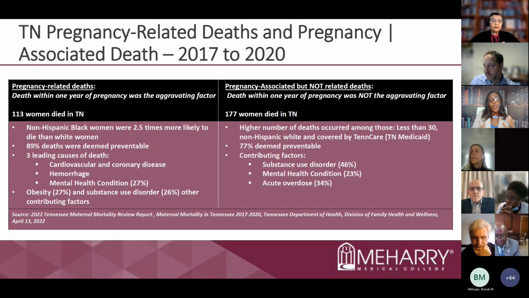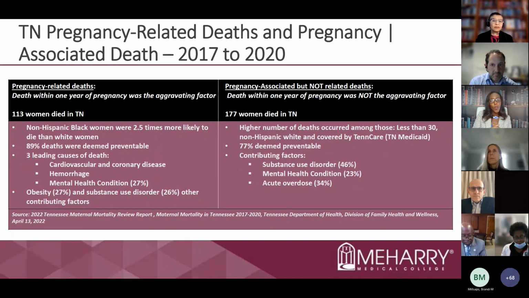Now, only 39%, or 113, of the deaths during the same period were found to be pregnancy-related deaths. These are deaths during pregnancy and within the first year of the postpartum period, where pregnancy was the aggravating factor. Black women were found to be 2.5 times more likely to experience death during this time than white women.